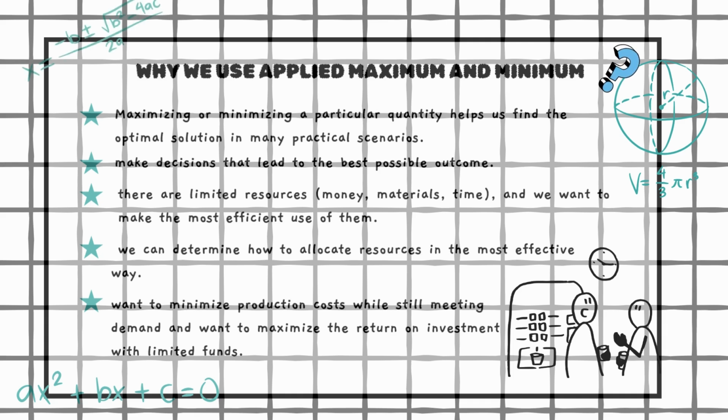It also helps us to make decisions that lead to the best possible outcome when there are limited resources, including money, materials, and time, and we want to make the most efficient use of them. We also can determine how to allocate resources in the most effective way. And lastly, we would want to minimize production costs while still meeting the demand and want to maximize the return on investment with limited funds.